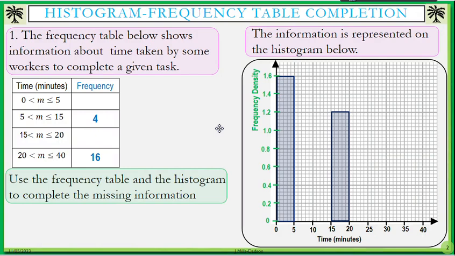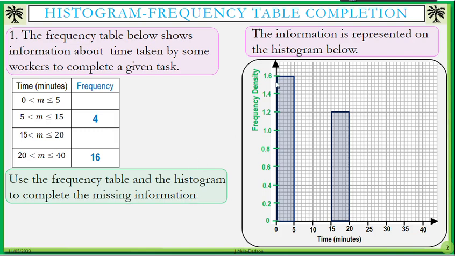In this question, we have a frequency table below that shows information about time taken by some workers to complete a given task. And as you can see, some of the frequency numbers are missing, and also the frequency density of the histogram graph, some bars are missing. We are supposed to use the frequency table and the histogram to complete the missing information.